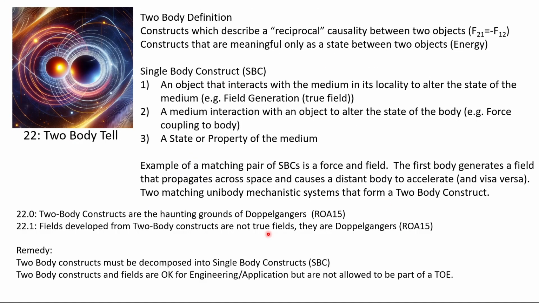So now we get to the 22nd rule of acquisition, the two-body tell. I'm not going to read this whole thing for you. You can read it yourself. But the remedy is that two-body constructs must be decomposed into single-body constructs. That's the remedy. Two-body constructs and fields are okay for engineering applications, but they're not allowed to be part of a theory of everything.